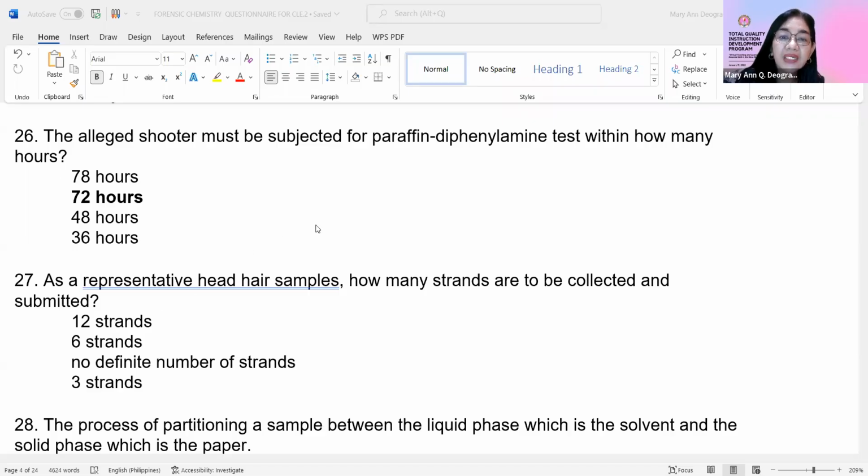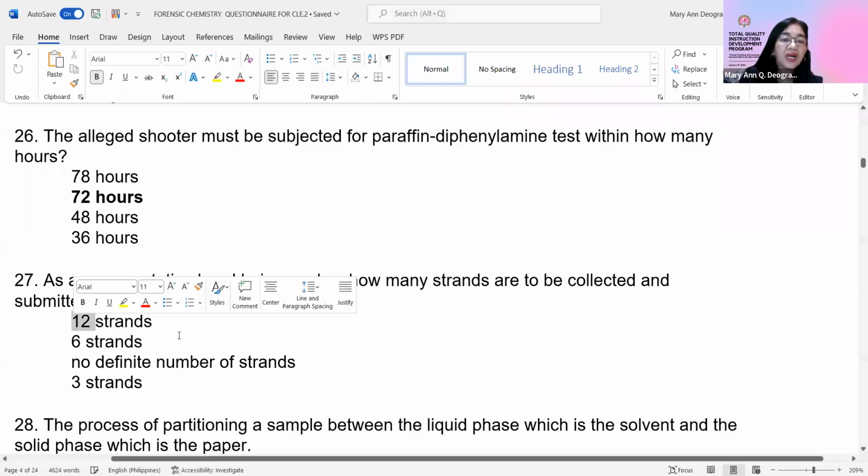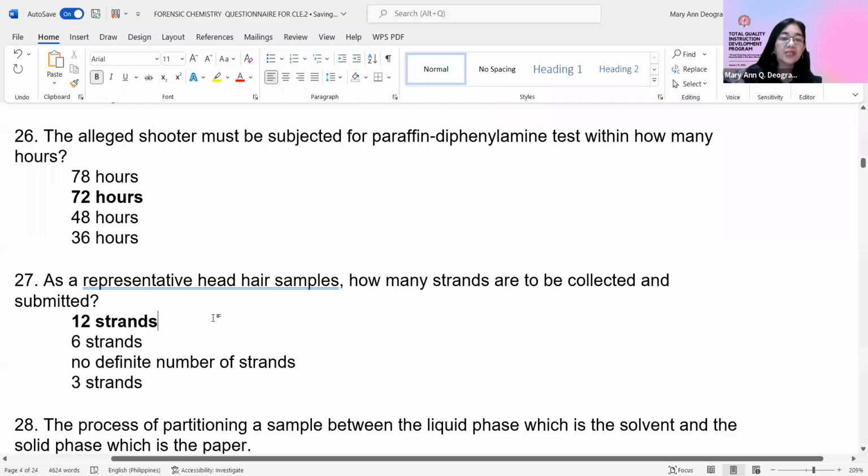Pwede ba ilagay yung mga keywords sa mga ibang choices? Hina-highlight ko, anak. Na-highlight ko yung sagot. Ito, keywords. Mag-keywords ba kayo dito? Ayan. So, ito yung ano natin dyan.